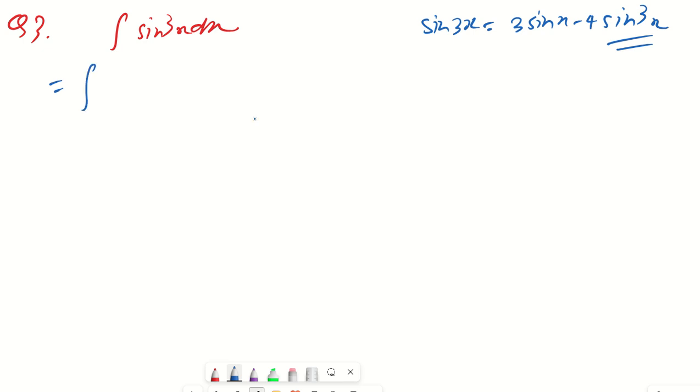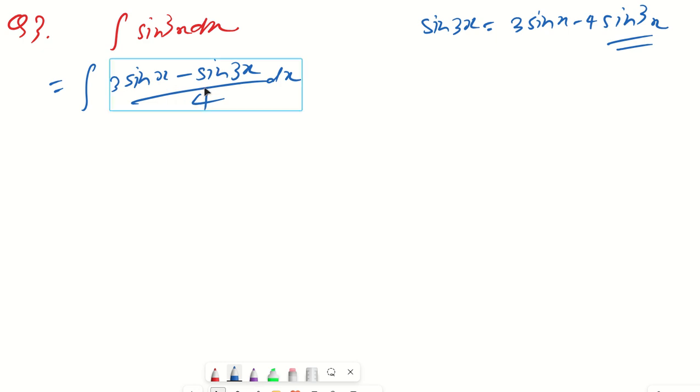So what can we do here? Sine cube x will become (3 sin x minus sin 3x) divided by 4 dx. This is the simplest thing that you can find out, and once you express it in this form, it will be easy to get the integration, right? So I will do the integration now.